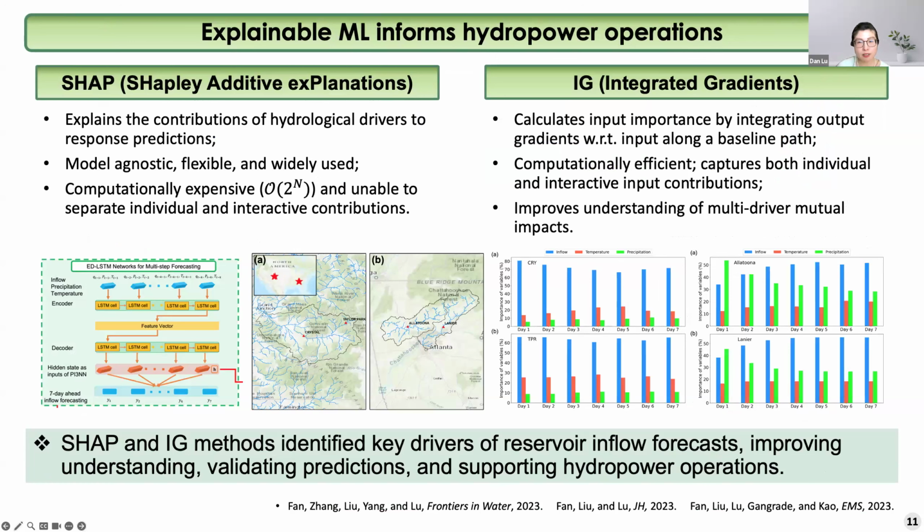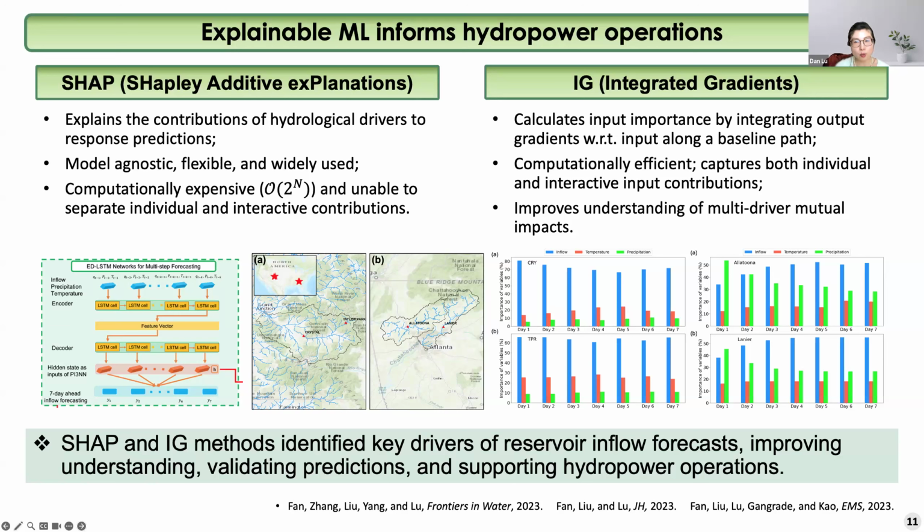Beyond achieving the accurate predictions, we also aim to understand why the machine learning model performs well and what are the key drivers contributing to its success. In one project, we used the encoder-decoder long short-term memory networks to forecast the reservoir inflow a week and a month ahead. To analyze the hydrometeorological drivers behind these forecasts, we applied explainable AI techniques. We started with off-the-shelf SHAP methods to evaluate the inflow predictions across the multiple reservoirs in the western and the southeastern United States.